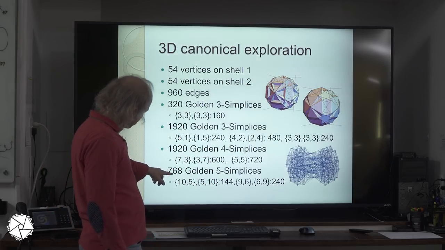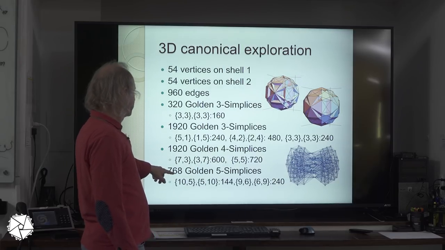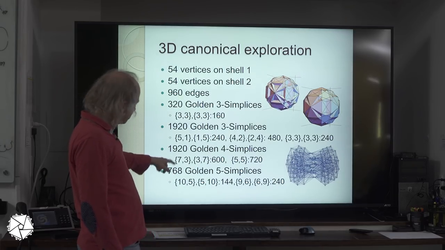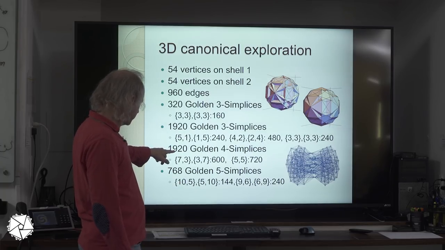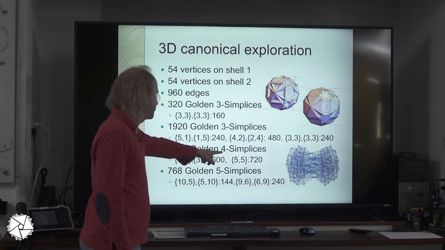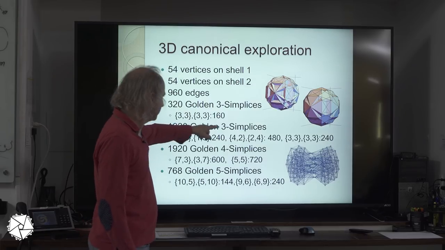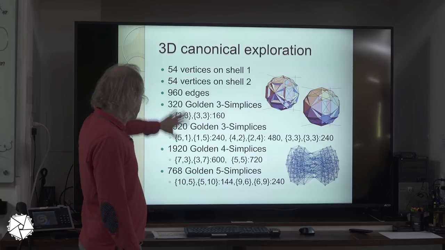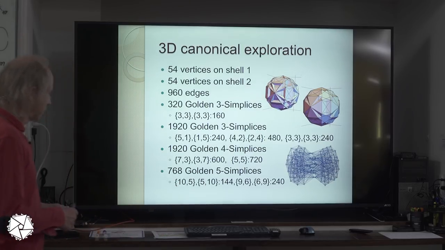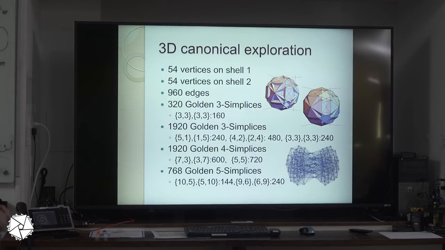And from these 768, I can generate sub-simplices: 1,920 four simplices, and the same number of three simplices, which are these ones. So these are all the possible golden simplices in 3D where one vertex is fixed. And there is no other.